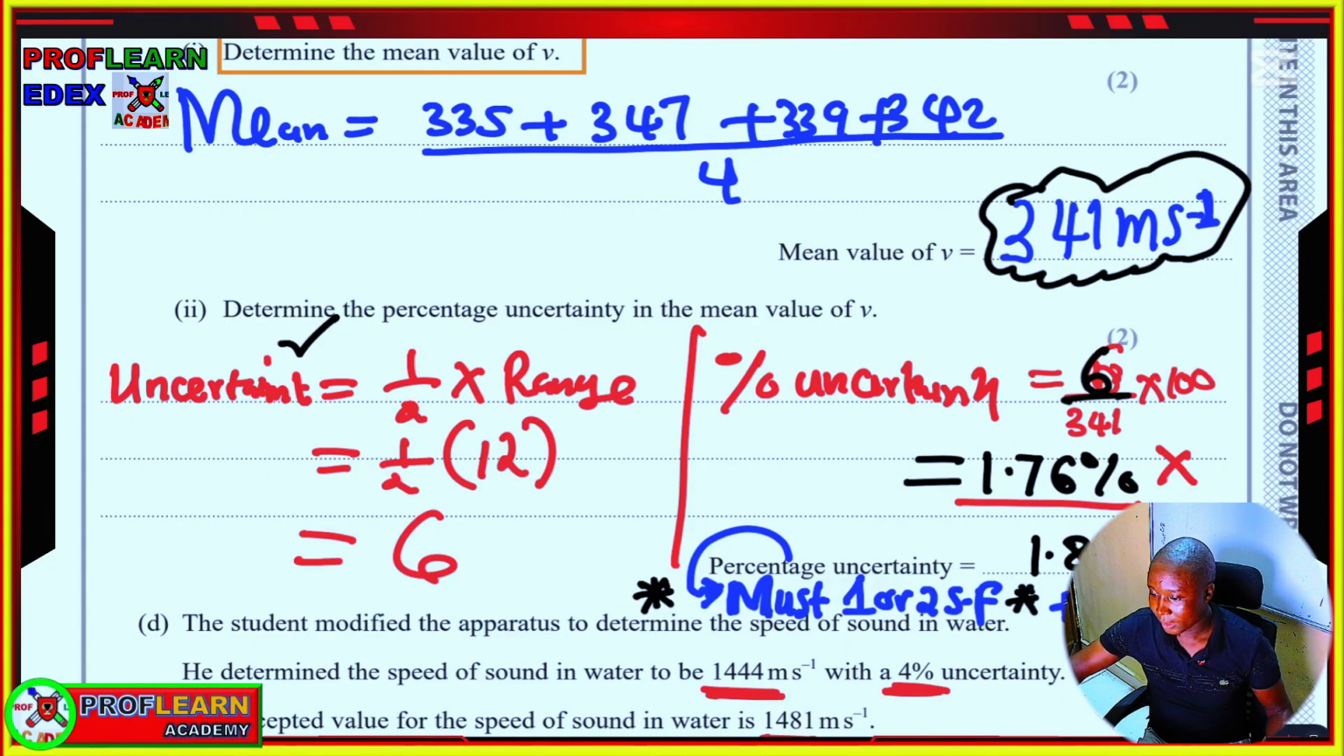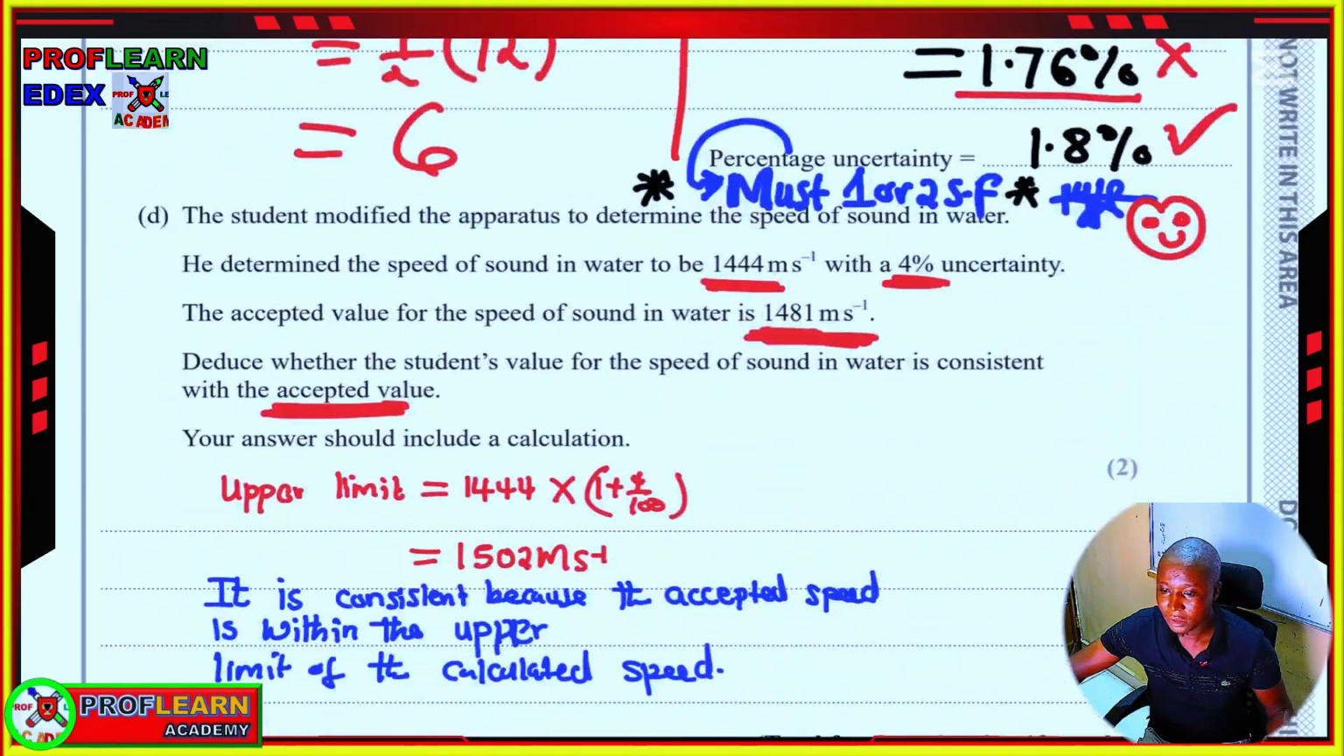Okay, all right, so let's move to the next bit. We are told the student modified the apparatus to determine the speed of sound in water. You determine the speed of sound to be 1444 meters per second with an uncertainty of 4%, right? The accepted value, you are told the accepted value of speed is this value that is here, but the calculated value is this. So we are supposed to deduce whether the student's value for the speed of sound was consistent with the accepted value.